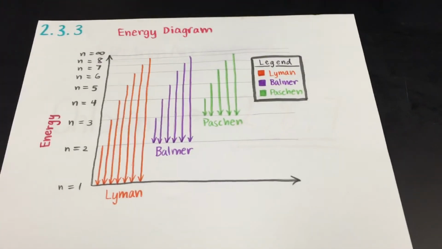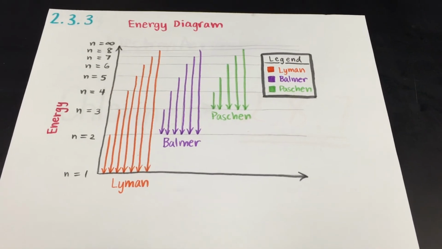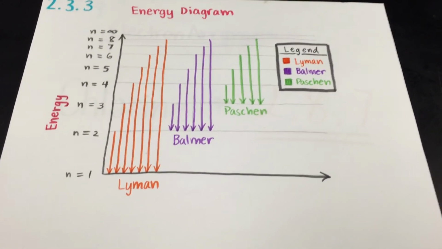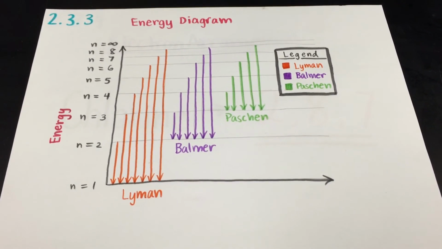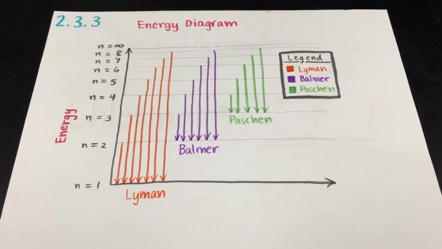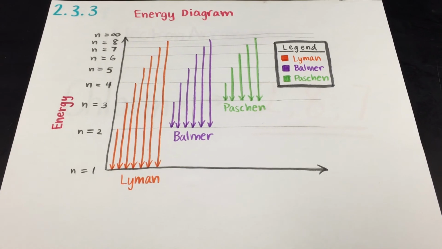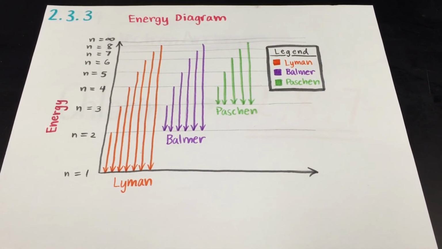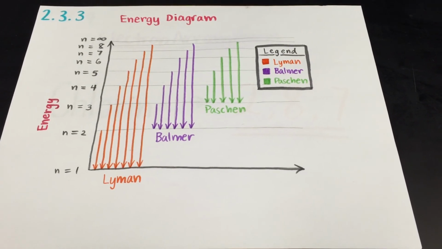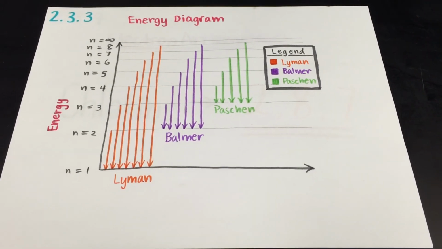The Lyman series is ultraviolet. It can jump down from orbitals infinity to n equals 1, which creates ultraviolet light. The Balmer series jumps from n equals infinity to n equals 2 and creates visible light. The Paschen series jumps from n equals infinity to n equals 3 to create infrared light.